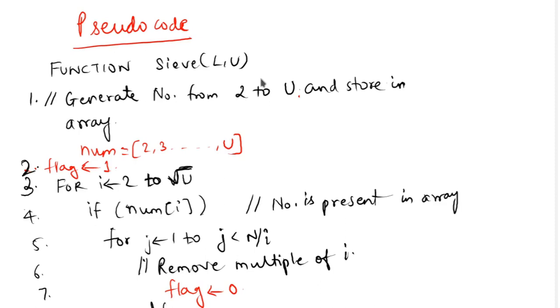Each element will be checked, and if there is a multiple, the condition is: if j mod i is equal to 0, that means that number is not a prime number, and the flag will be set to 0. Once that is done, print the numbers that are finally present in the array. Hence all the prime numbers will be printed.